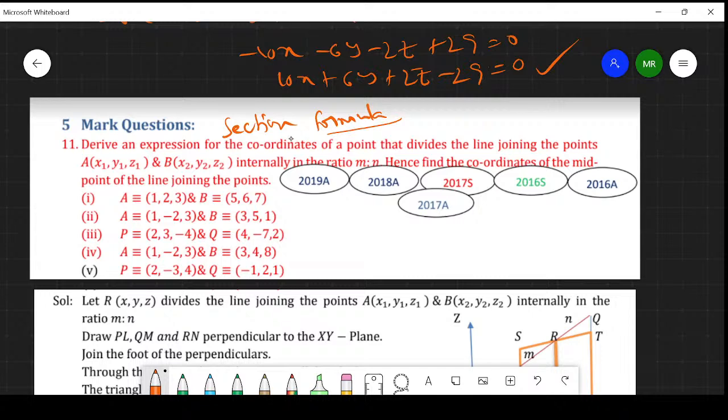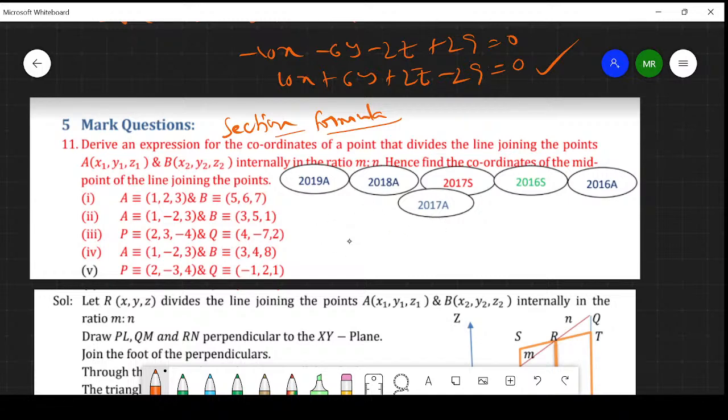This is the section formula. Sometimes they will ask you to derive the section formula in 3-dimensional geometry, with ratio m is to n. After finding the section formula, they ask you to find the coordinates of the midpoint of these points. I will tell you the midpoint formula also. When they are asking for a midpoint, it is very simple.